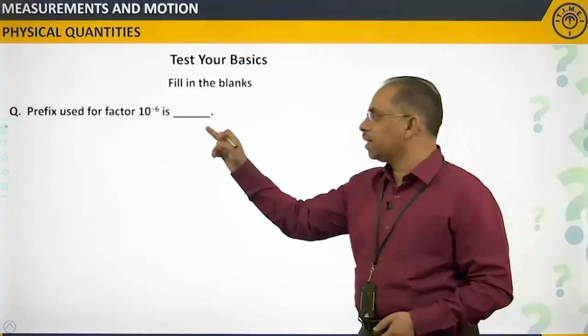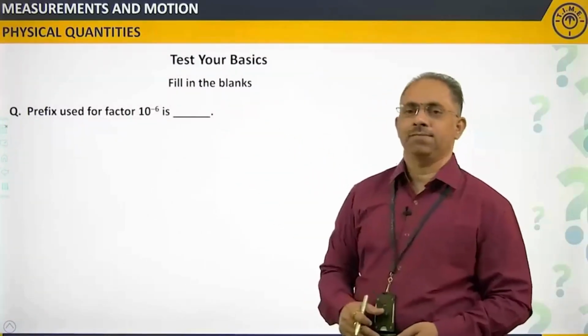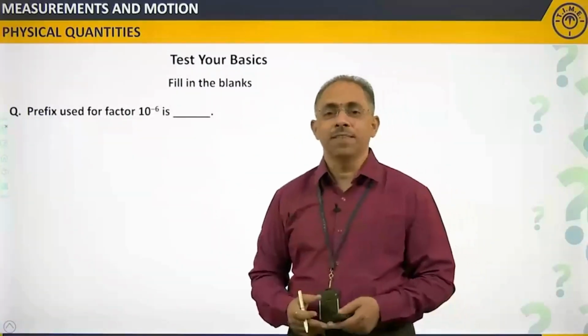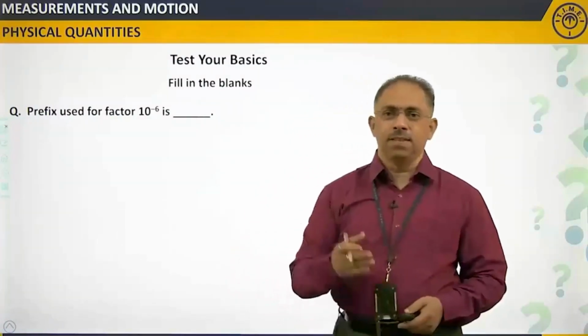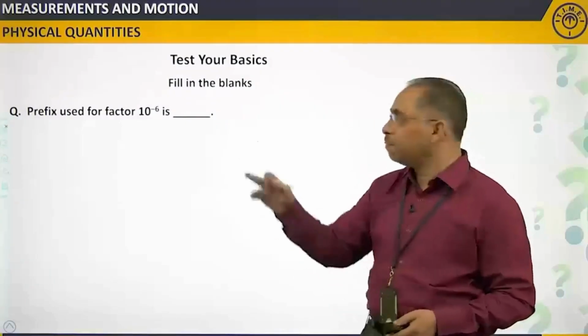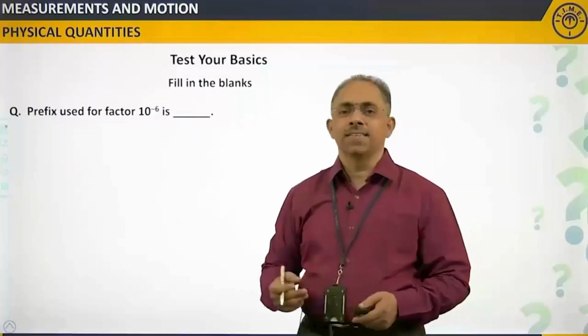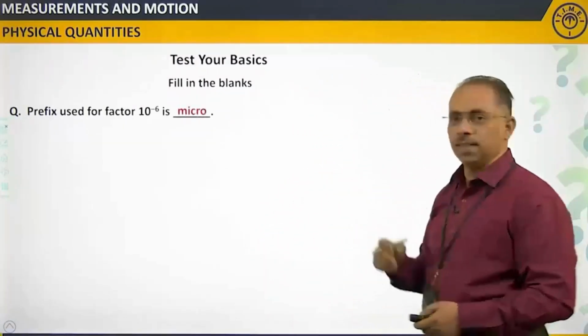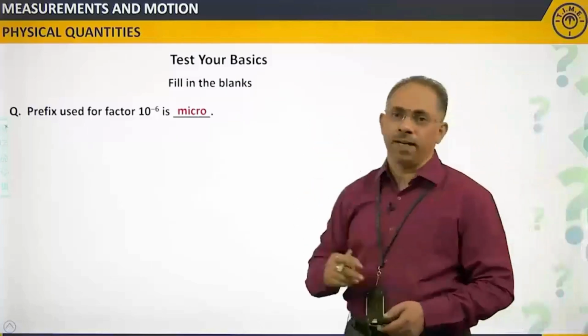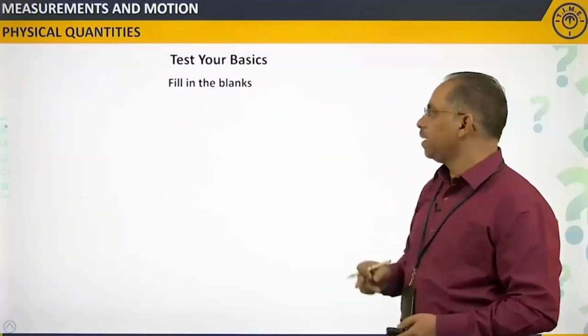Prefix used for a factor 10 power minus 6 is dash. What is the prefix? You know there are certain prefixes, right, for the units you are taking. So 10 power minus 6. Have a guess. Yes, it is micro. Clear? 10 power minus 6 stands for micro. Let us look at the next question.